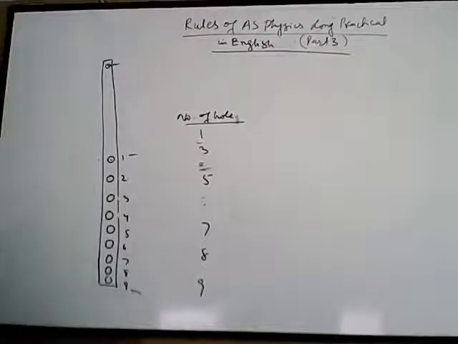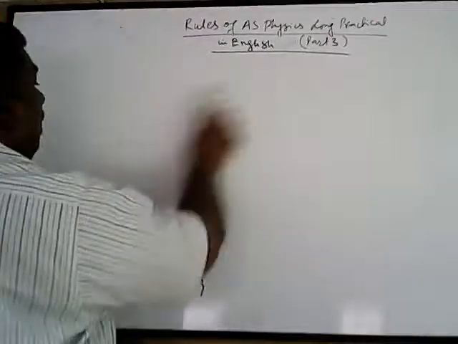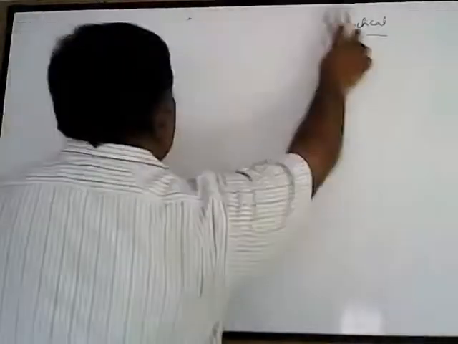Now this was rule number 3. Now rule number 4 is for the number of decimal places. Rule number 4 for the table.